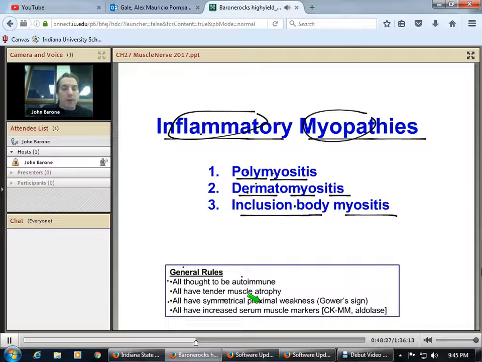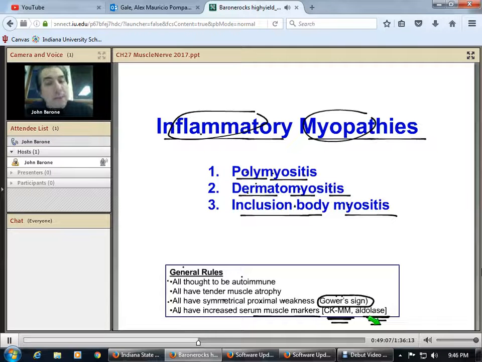Number 3, they tend to be symmetrical, and proximal muscles are usually affected more than distal. So what are they going to have again if the iliopsoas is weak? Gower's sign. So here's another group of diseases that have Gower's maneuver. They use their arms to get up out of a chair because their iliopsoas is so weak. Okay, so Gower's. And then finally, all of them are having muscle breaking down. So what's going to be elevated? The muscle markers. CPK goes up, usually the MM fraction. Aldolase goes up. Myoglobin goes up. The muscle markers are going to be elevated.